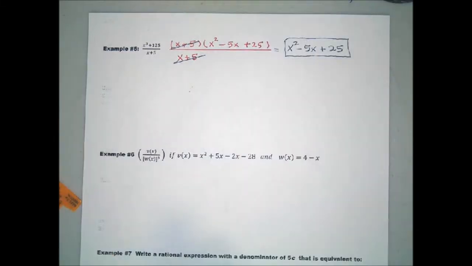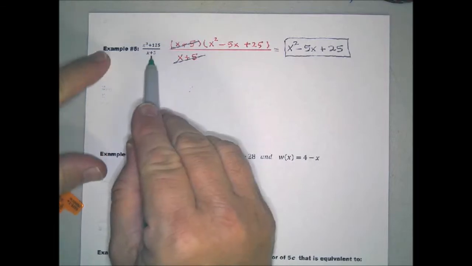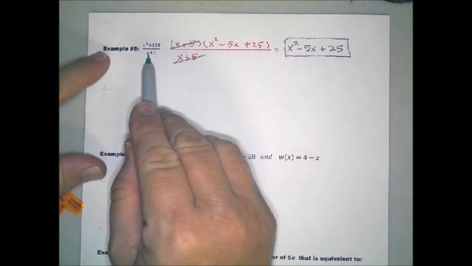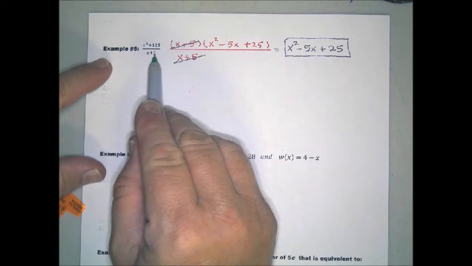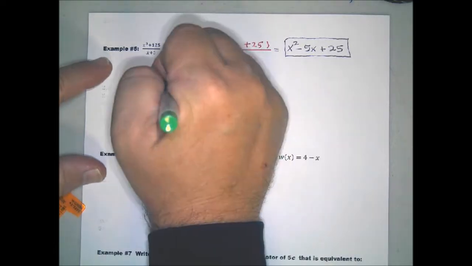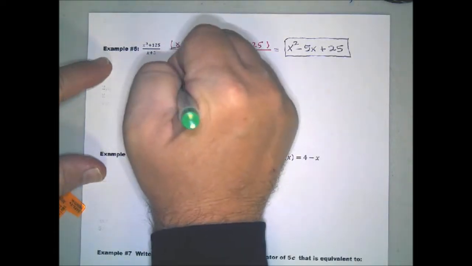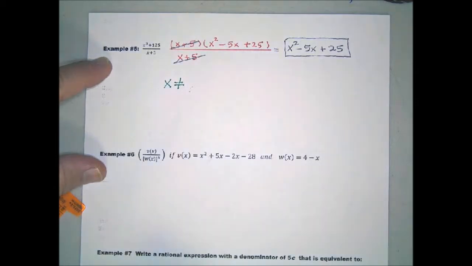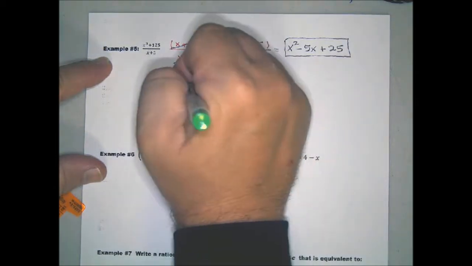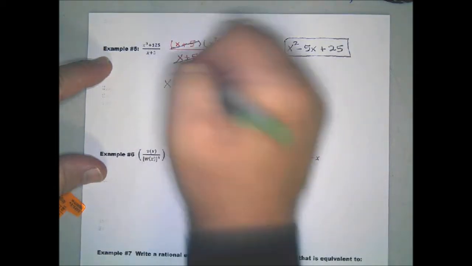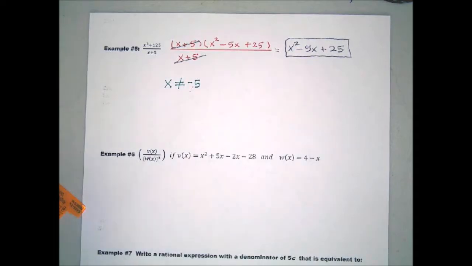Now let's go back to restricted values again. This one's pretty easy. There's only one value of x that would produce a 0 down in that denominator, so that's the one value of x that we have to avoid. X cannot equal negative 5, because if it did, we'd be in trouble, because we'd have a 0 down on the bottom.